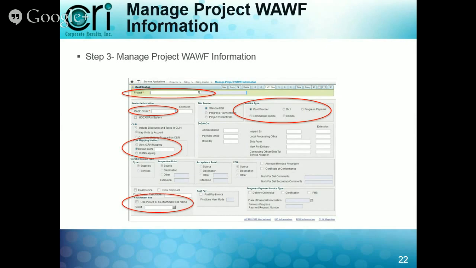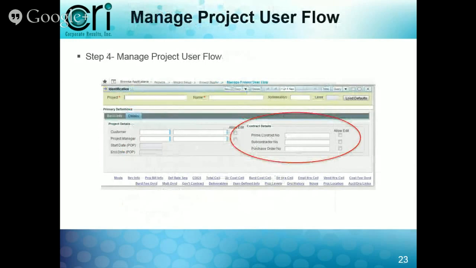Moving to some things that you need to check to make sure that are included in your project setup, to make sure that when you create the WAWF file, that it has everything it needs. Manage project user flow. So if we go to projects, project setup, project master, manage project user flow, we want to make sure that the contract detail fields all have information in them. So that is one area that you want to make sure you have filled out. So again, the prime contract number, subcontract number, purchase order number are all highlighted here.